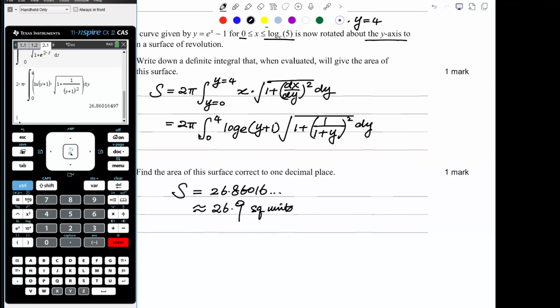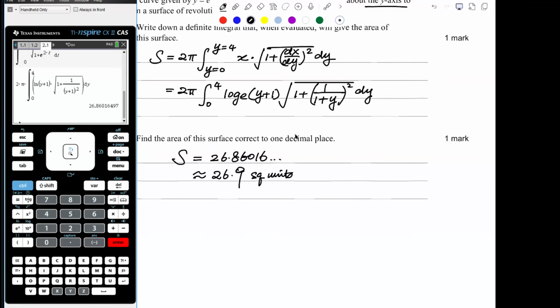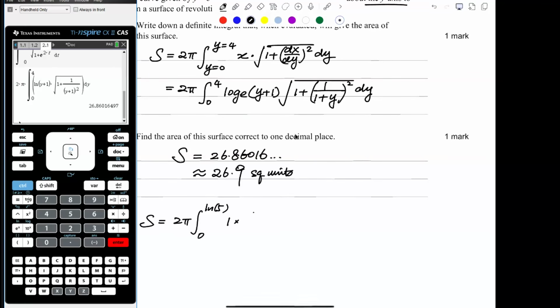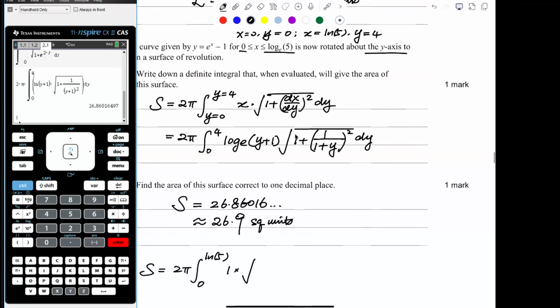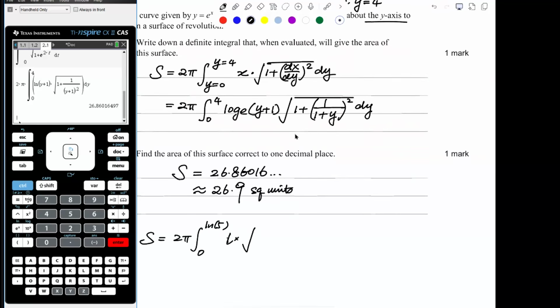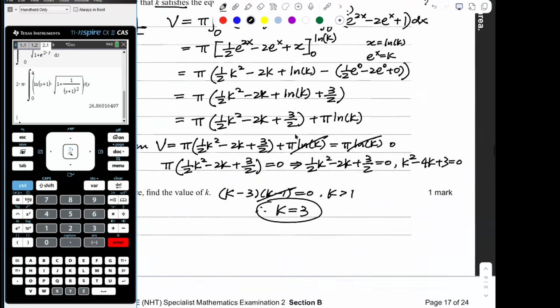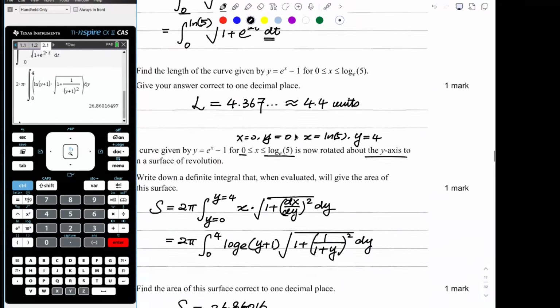If you use the parametric form, I think this is doable. Parametric form, basically, s equals 2 pi times, from t value equals x, so it's still 0 to natural log 5, and then your x is going to be, sorry, this should be t rather than 1, because x equals t. And then you could get, for example, the square root of dx/dt squared plus, yes, y plus 1.